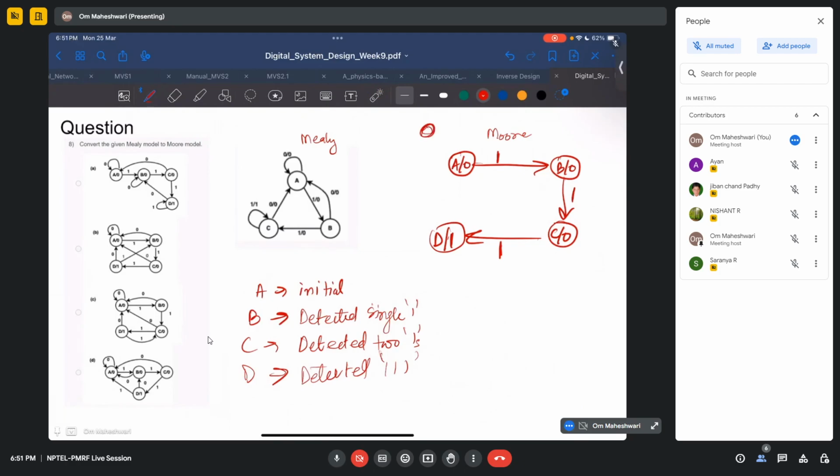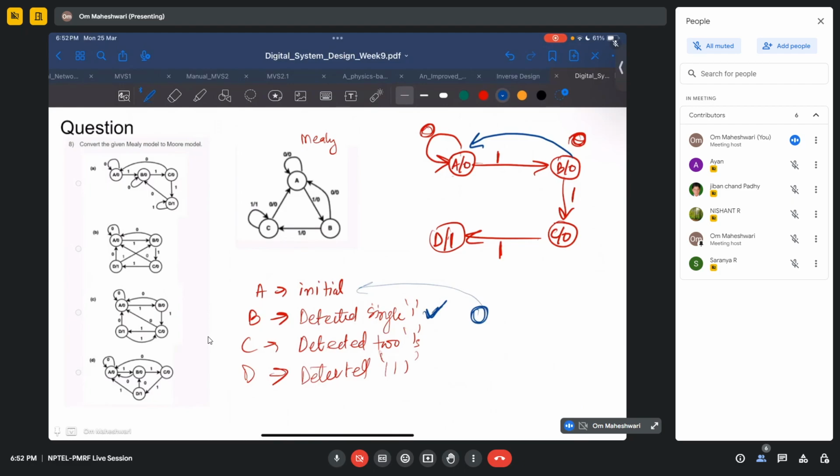If input is 0 and you're at state A, do we detect anything yet? We detect nothing, right? So we go back to state A. Now if you're at state B, you've already detected a 1. Now if you detect a 0, let's say input is 0, then what will happen? You again go back to state A, right? Because you had detected single one, now you have 0, you've gone back to state A. You have not detected anything yet.